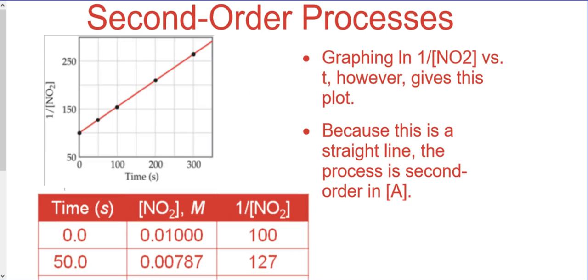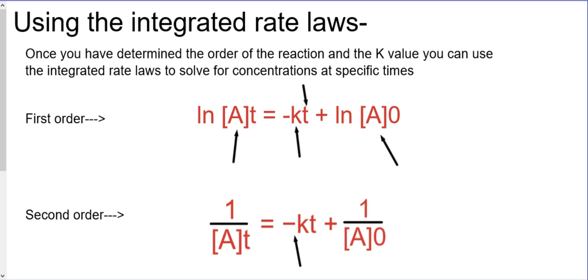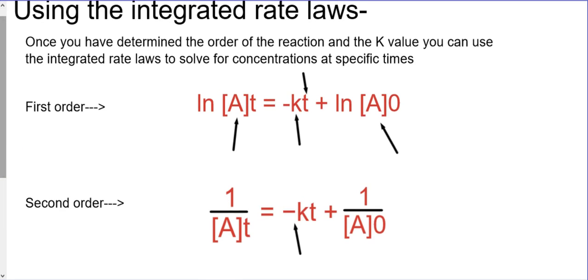Okay, this is all this stuff. This is the same problem. All right. We'll do another practice one right after we talk about this. But the value of this process comes here. Once you've determined the order of the reaction and the k value, you can use the integrated rate laws to solve for concentrations at specific times. That's what this one's really for.